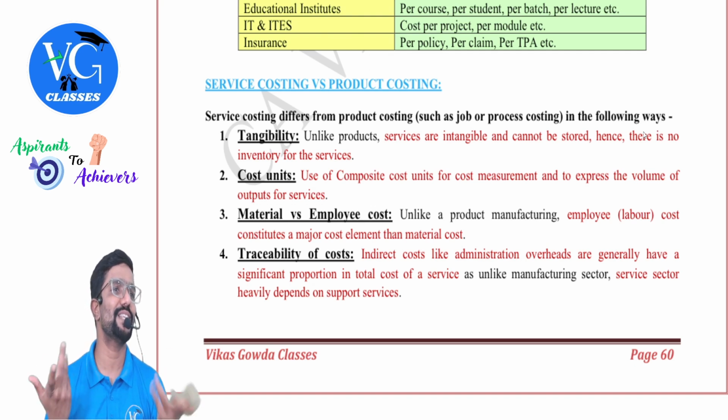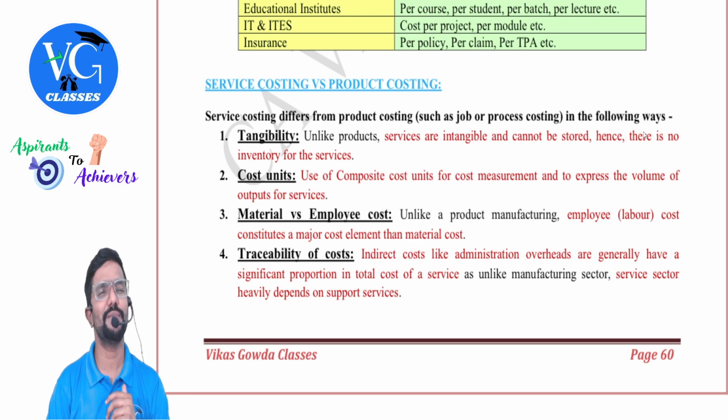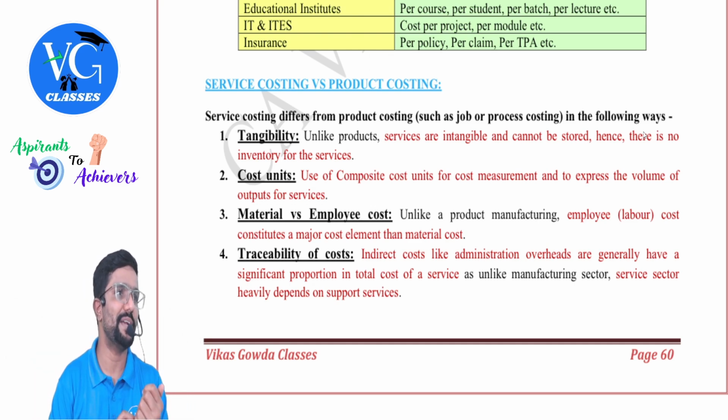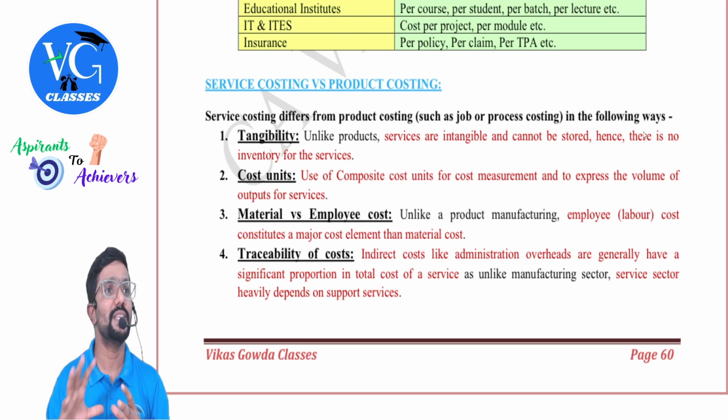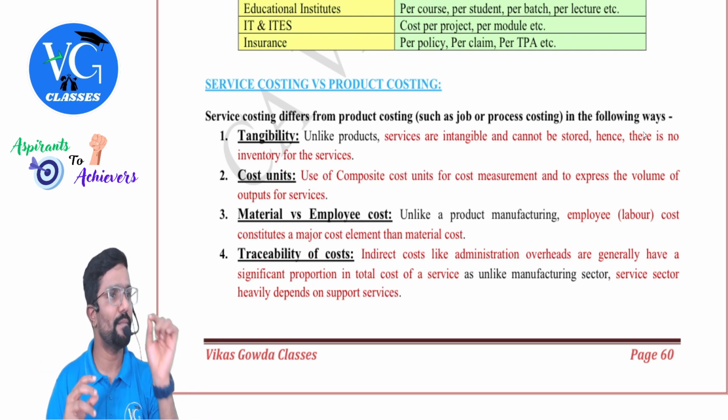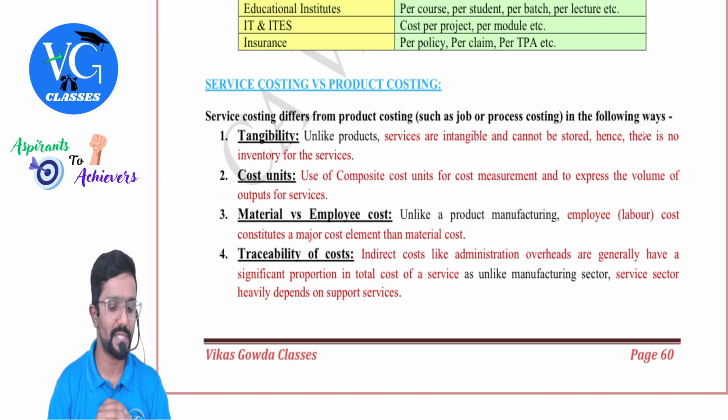Whereas in service, there is nothing called material. Even if there is material, it might be indirect material, but not direct material. So, in service costing, what plays a major role, sir? The support services will play a major role. Most of the expenses which we will incur would be either indirect or overhead. Whereas in product costing, material is one of the major costs.